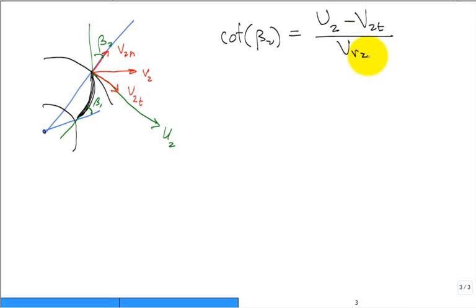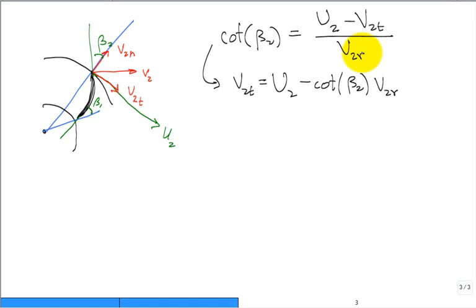It's a little trigonometry in your vectors, and I'm going to just take that for granted. What you can do is rewrite this equation in the form of V2 tangential is equal to U2 minus the cotangent of the exit angle tip beta 2 times V2R. I should try to keep those in the right order, V2R and V2 tangential.